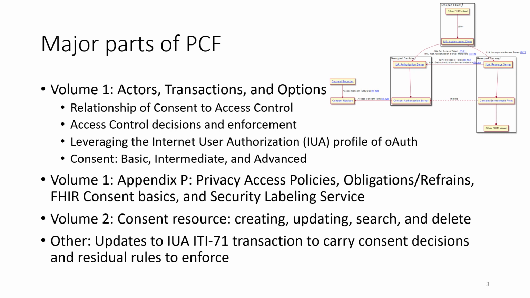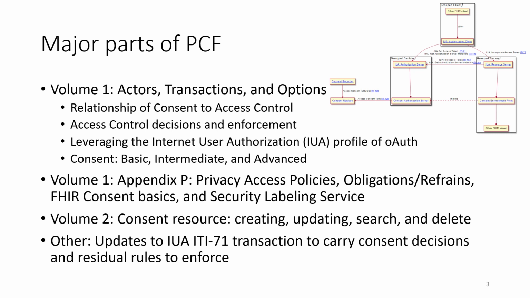There is an updated Appendix P that's in this implementation guide that goes through how do you write policies around privacy access? What are the differences between obligations and refrains? How do I understand the FHIR consent model? And what is the security labeling service that's referred to? Appendix P is informative, but it's very foundational to the understanding of the PCF.